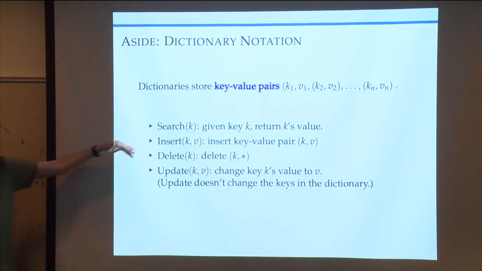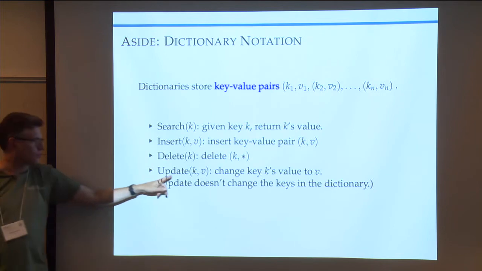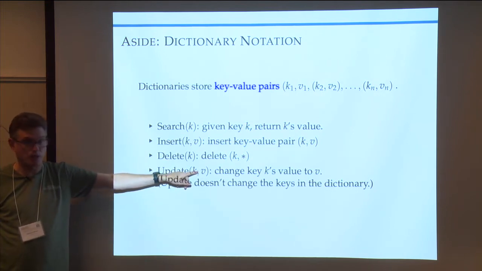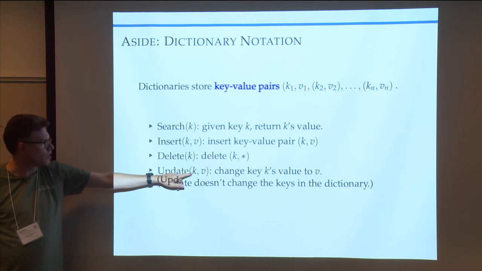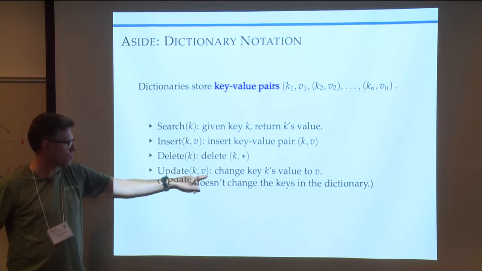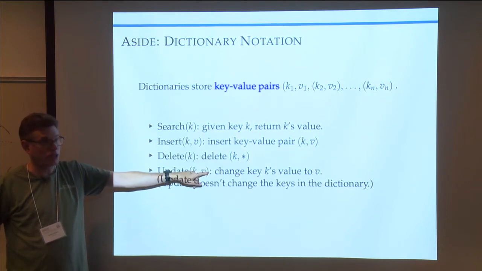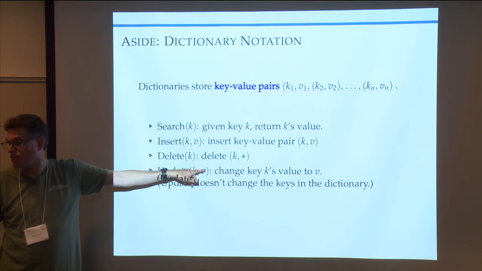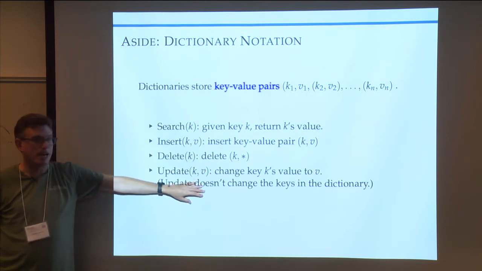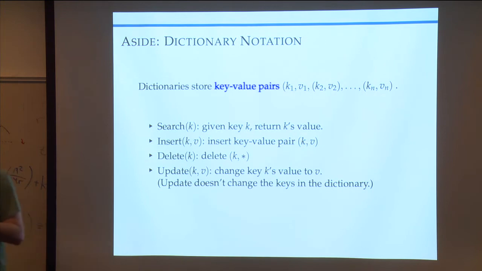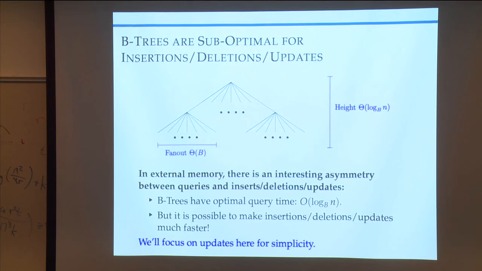But the relevant part, and the reason I put this slide here, is to explain what I mean by updates, which will be important later in the talk. When you update, you're changing the key's value to v. You've got a key that's already in the dictionary, and all you're doing is changing its value. So the update doesn't change the set of keys in the dictionary, but it changes the values associated with the keys. And that's going to be important at the bitter end. And so this is the slide again, where I want to explain why there's this insert-search asymmetry.